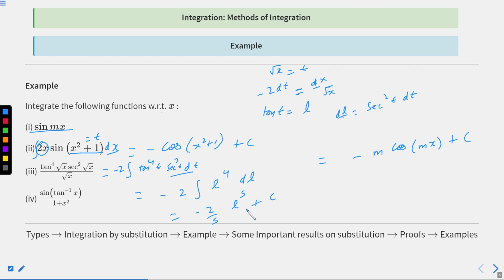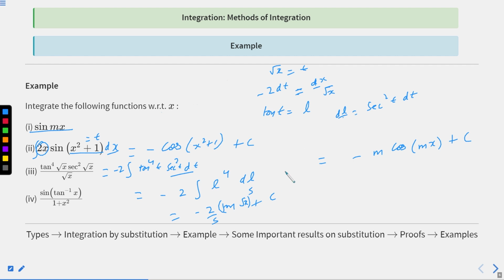Yes, clear? Simple. And l in terms of t, you can replace it as tan t, so this will be tan power 5 t. Now t can be replaced by root x. So your final answer would be minus 2 by 5 tan power 5 root x plus c.